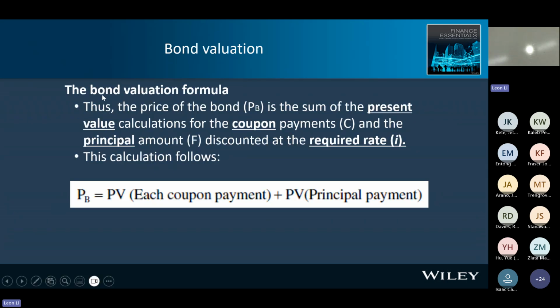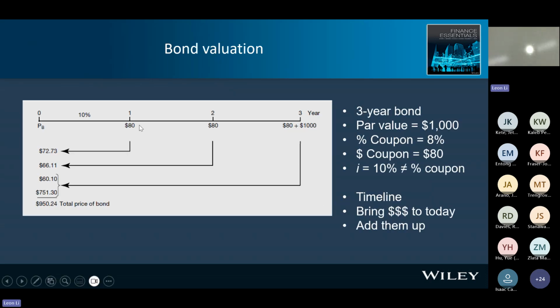We discuss the detail about the bond valuation formula. So the price of the bond, PB, is the sum of the present value calculations for the coupon payments and the principal amount. We use C to stand for the coupon payment, and F stands for the face value or the principal payment on the maturity date. So the price of the bond is the present value of the coupon and the principal amount at the required rate, that is our I. So bond price is the present value of each coupon payment plus the present value of the principal payment. Next slide, we show you the timeline.